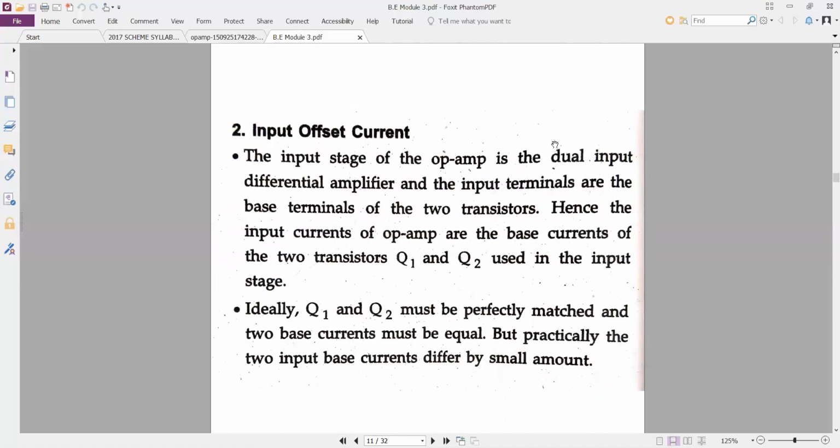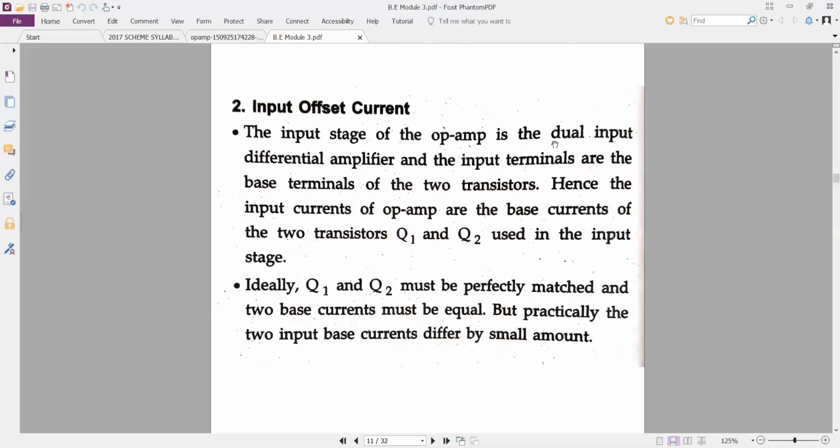Now, the second parameter to be discussed is input offset current. Here the input stage of the op amp is a dual input differential amplifier, and the input terminals are the base terminals of the two transistors. You'll have two transistors, and both the bases of the two transistors are given to both the inputs of the op amp. Hence, the input currents of the op amp are the base currents of the two transistors Q1 and Q2.